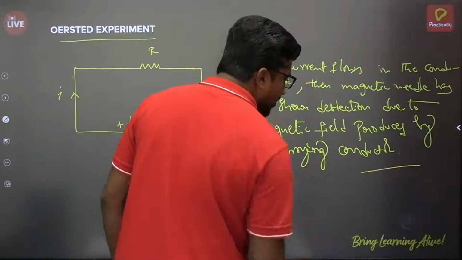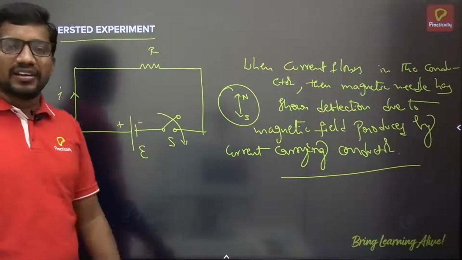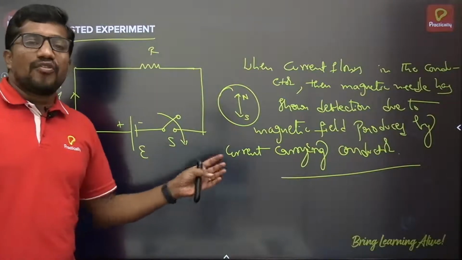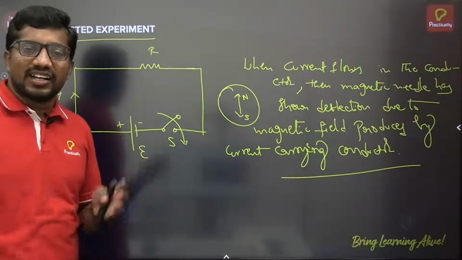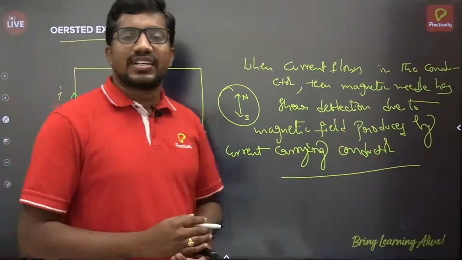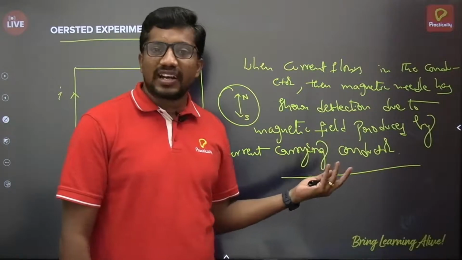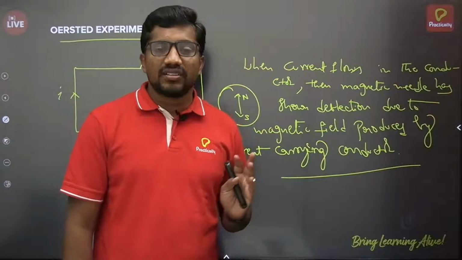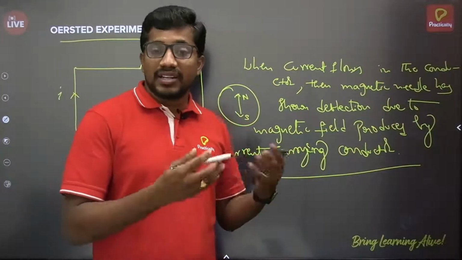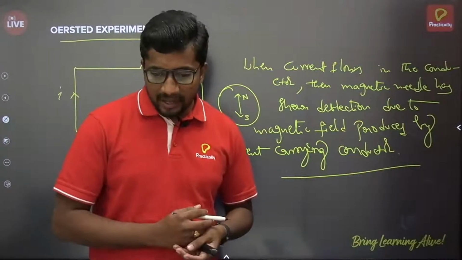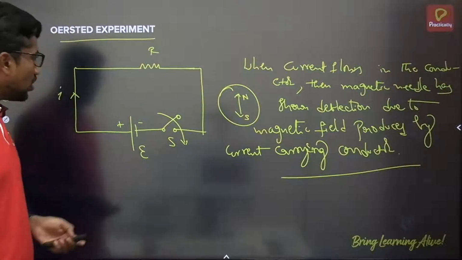So this is the observation that can be understood with the help of Oersted experiment. When there is a flow of electric current in the circuit, the magnetic needle has shown deflection. It means a magnetic field is developed, which is responsible for the deflection. When there is no flow of electric current in the circuit, there is no deflection by the magnetic needle. It means there is no development of magnetic field. Okay, fine then. Now let's move on to the next one.